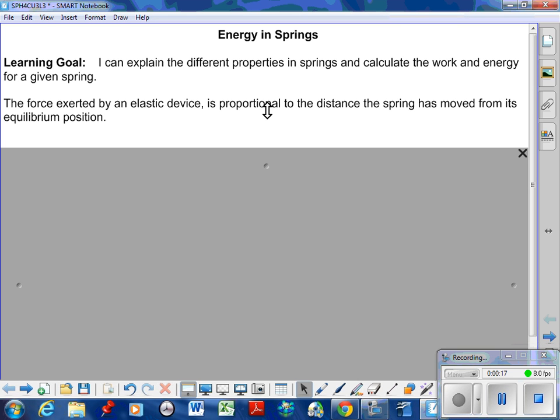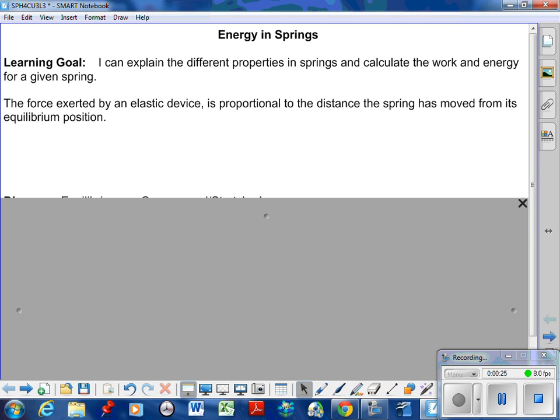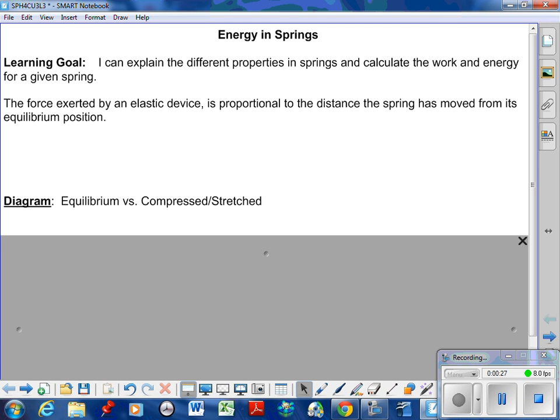So the force exerted by an elastic device is proportional to the distance the spring has moved. What does that mean? Well, it means that we have a linear relationship. Linear relationship. All right.